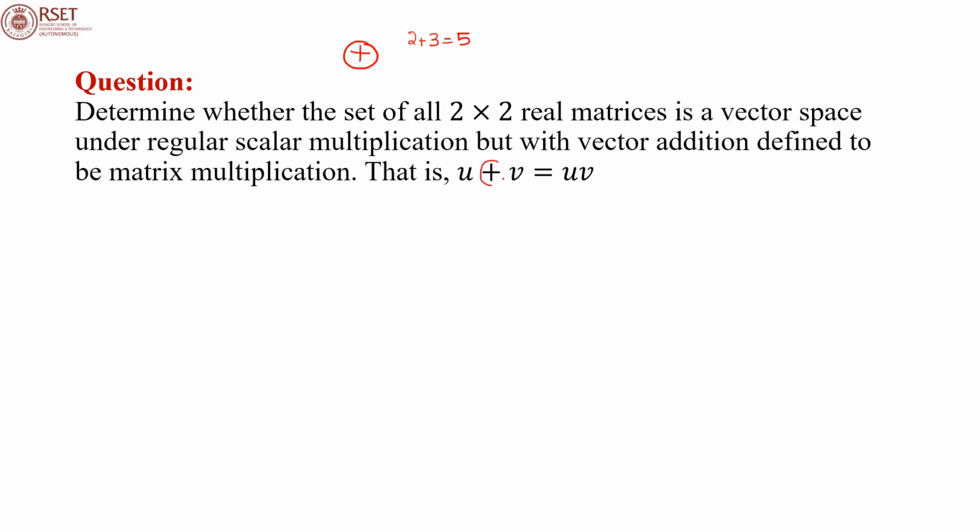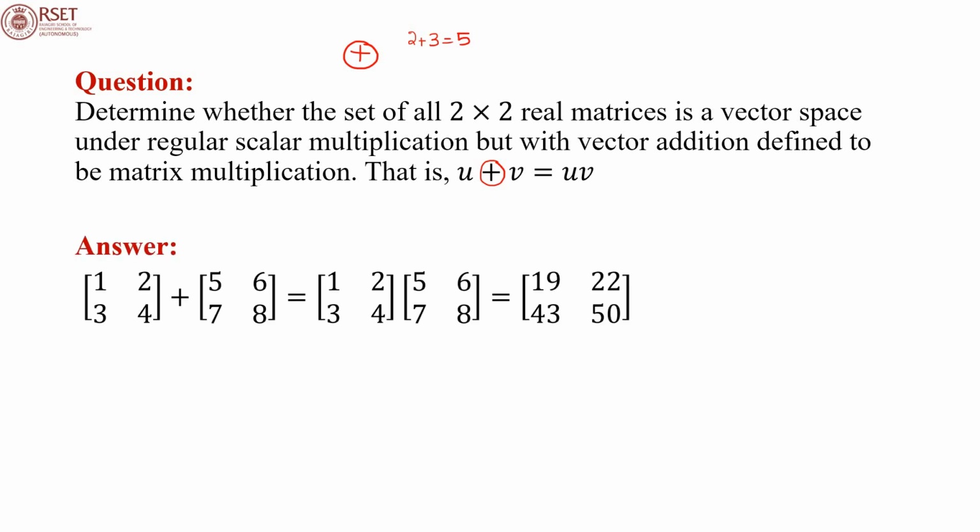So if you have any confusions, you can write it using this symbol. This actually does not denote regular addition, but it can be any binary operation. Here we consider the binary operation as matrix multiplication. So the question is whether it is a vector space. The set we consider here is the set of all 2 by 2 real matrices. Scalar multiplication is just the same, but vector addition differs. Then will it form a vector space?